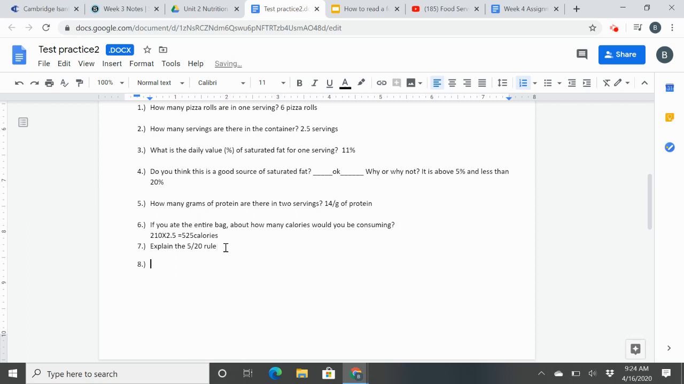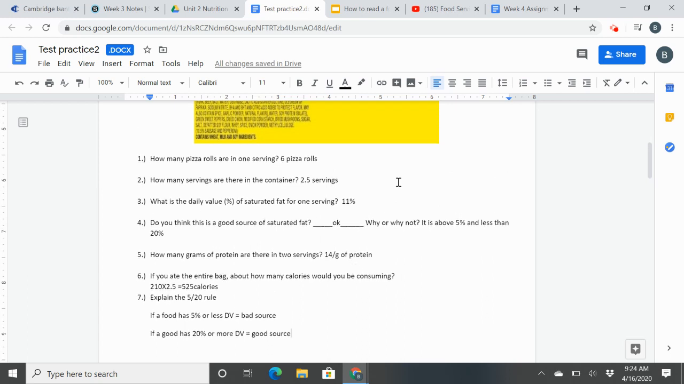Explain the 520 rule. Okay, if a food has 5% or less daily value, it is a bad source. If a food has 20% or more daily value, it is a good source, meaning there's a lot of that product.